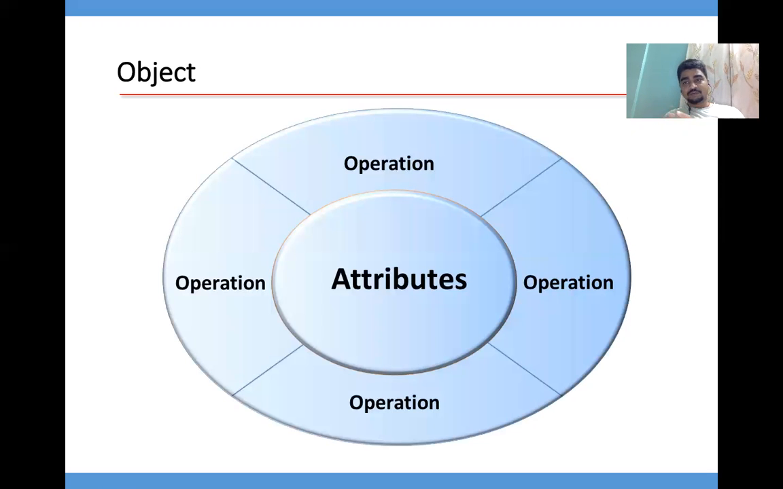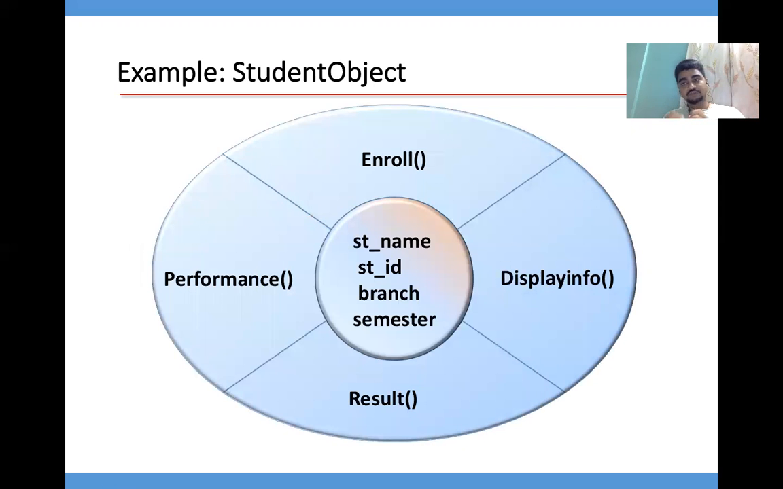Now, attributes and operations. An object has attributes and many different operations. For example, a student object. Student is an object with student name, ID, branch, semester. These all are attributes. And the operations are enroll, perform, or display information or results. These all are different operations. Combined, we call this an object. So there is data, and there are functions or operations.